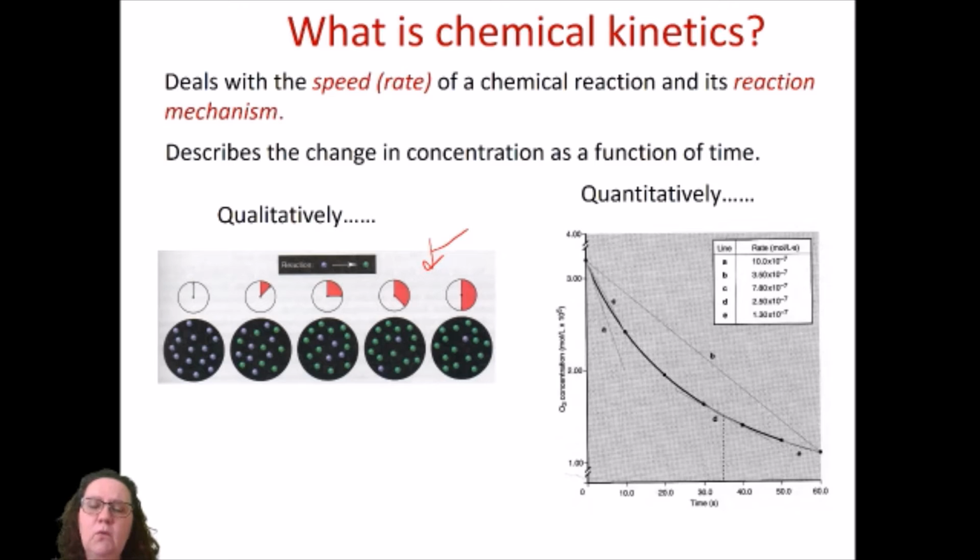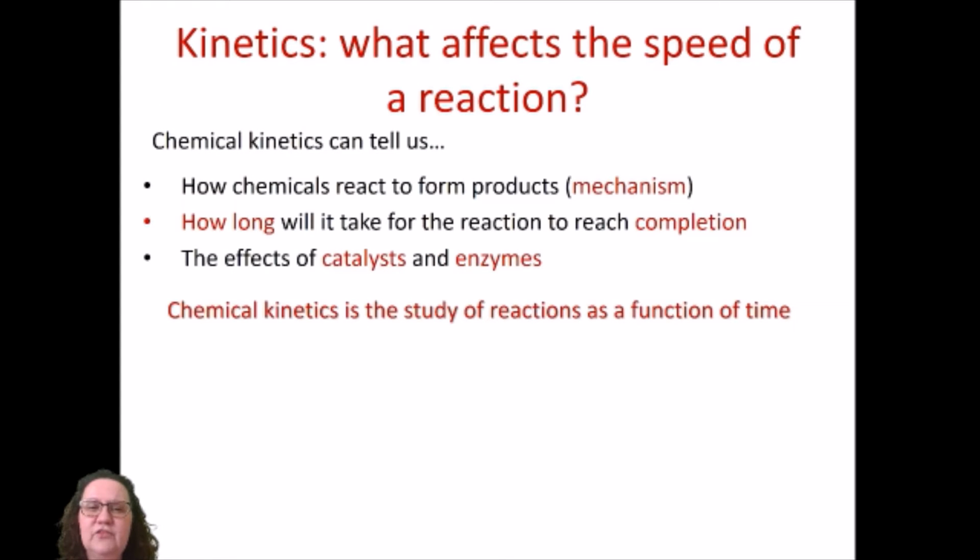Or you can also do it in a quantitative form by calculating specific reaction rates at particular points in time. And here the different lines A, B, C, D and E describe reaction rates at different points in time in this reaction, and how the concentration of this particular chemical, in this case ozone, decreases as a function of time, and specifically at what rate it decreases.